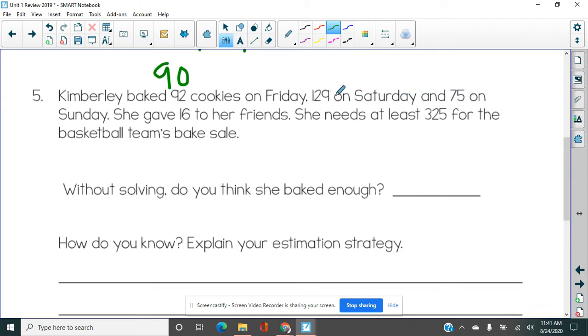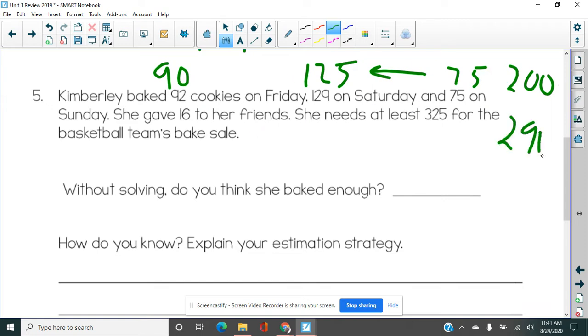But I know that if I make this 125 and this stays 75, that these two go together and are going to be 200. So I'm going to do that. And like I said, you could have gone to 129 plus 80. That would work too. So how many cookies has she made so far? 200 plus 90 is 290. And she gives 16 to her friends. So we're going to take off, that's about 20, right? 20 less here is 270.